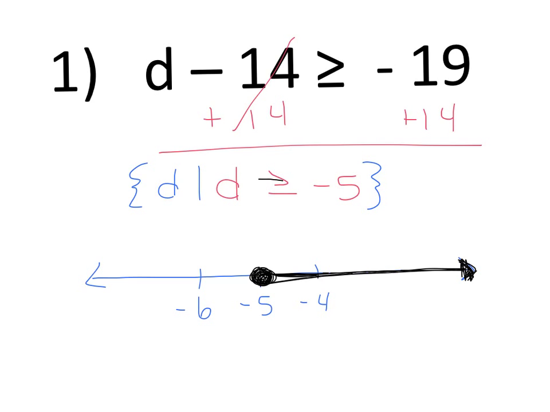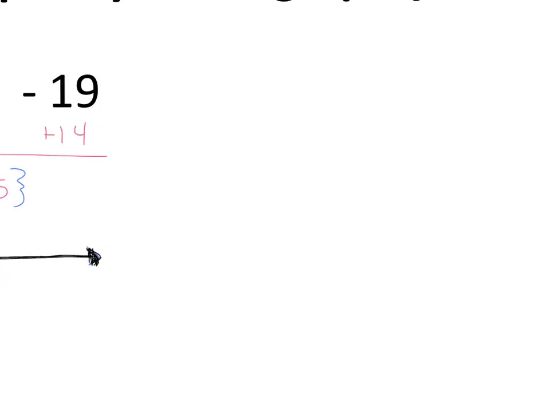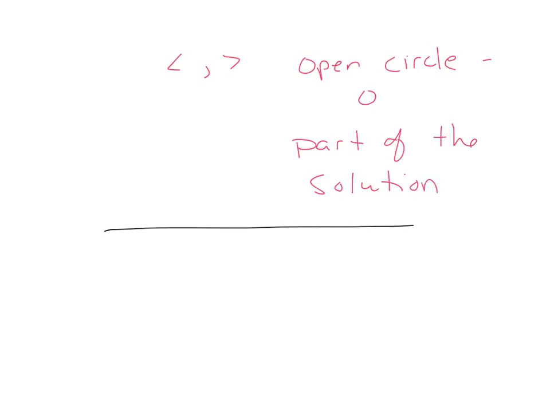Okay, now real quick, I want to kind of review with you. If you have a symbol less than or greater than, that means that you should have an open circle on your number line. Okay, by open circle I mean, and actually open circle looks like an O. Okay, this means that it is part of the solution. Okay, your other option here is to have less than or equal to or greater than or equal to, and that should be a closed circle when you graph. And closed, I mean it's filled in.